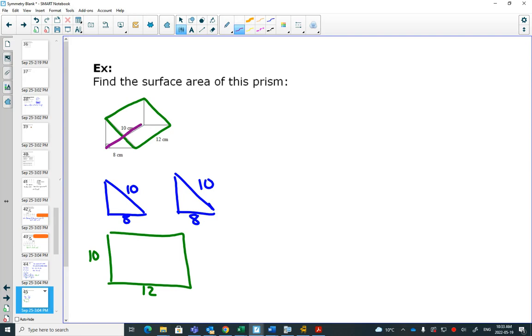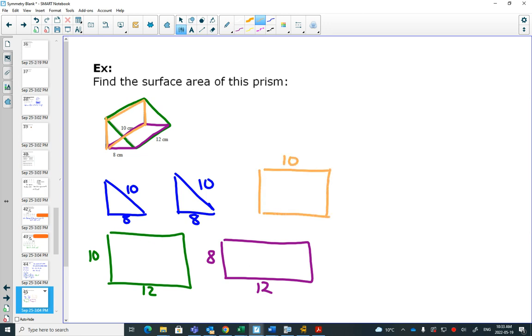This rectangle, my purple rectangle, can you see that it's 8 by 12? And then I have an orange rectangle. The orange rectangle, the only thing I know on the orange rectangle is the 10. We have a problem. We're missing a side. So we have to figure out the missing side.